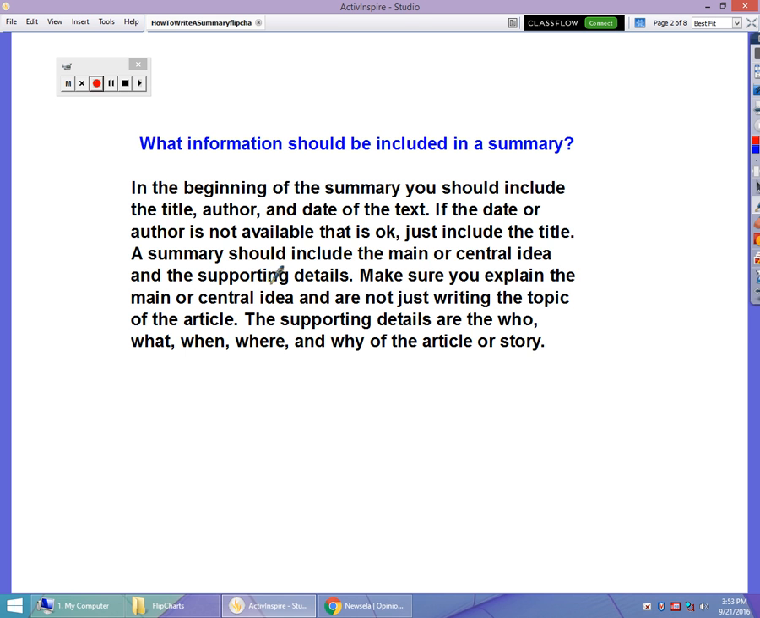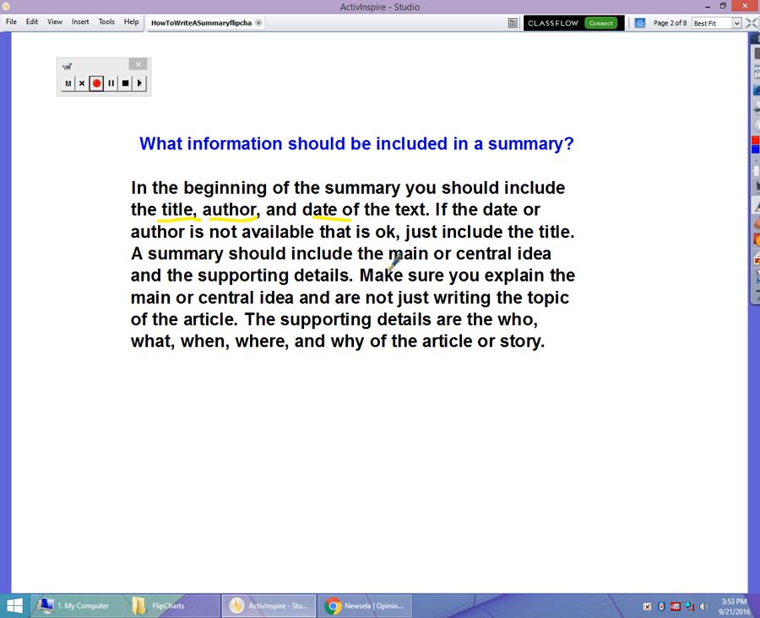So you should always have the beginning, middle, and end of your article in your summary. So it should include the title, the author, and the date. And remember, if you can't find the author and date of the text, that's okay. Just make sure you include the title.